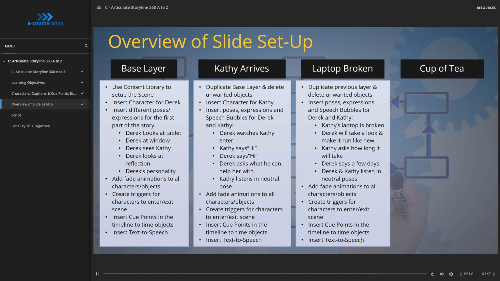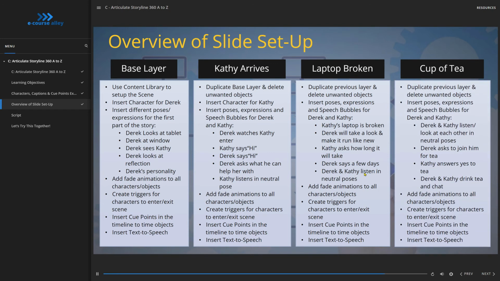And the last layer is cup of tea. So again, we're going to duplicate the previous layer and delete unwanted objects, and then insert the following poses, expressions, and speech bubbles for Derek and Kathy. Derek and Kathy listen, look at each other in neutral poses. Derek asks her to join him for tea. Kathy answers yes to tea. Derek and Kathy drink tea and chat. And then adding the fade animations, creating triggers for characters, adding cue points, and text to speech. So there is a lot to do, but a lot of it's very repetitious. So once you do it the first couple times, it's just redoing the same sort of thing for the other layers. So just keep this overview in mind.